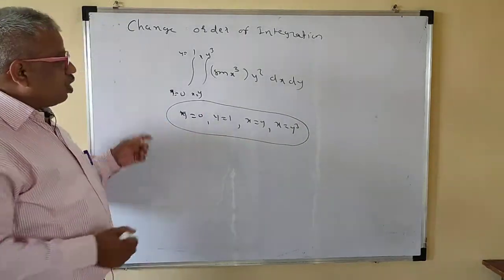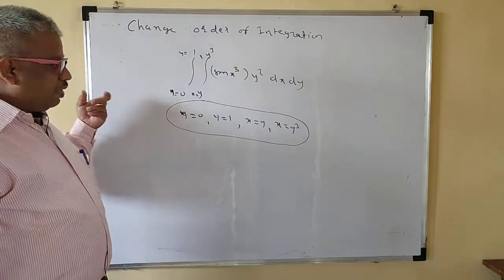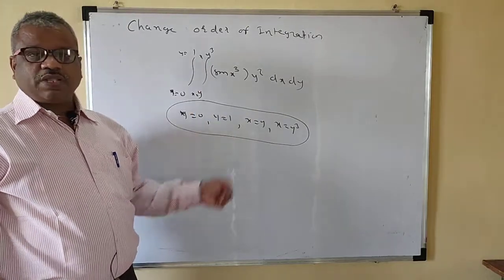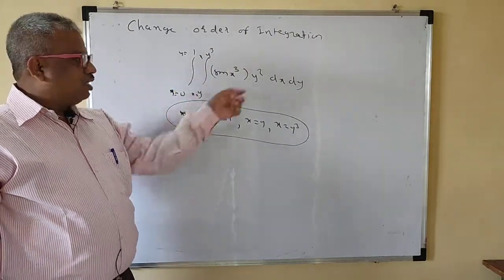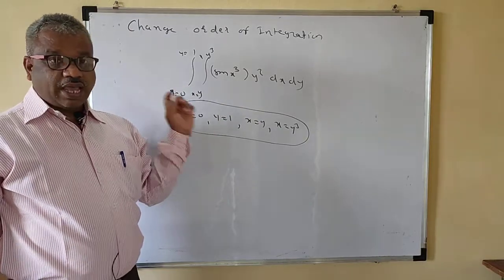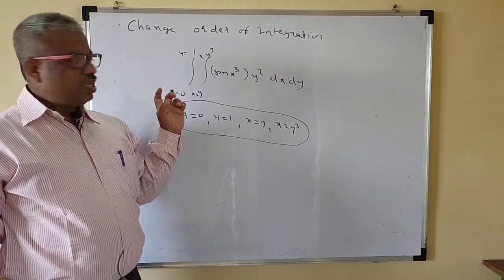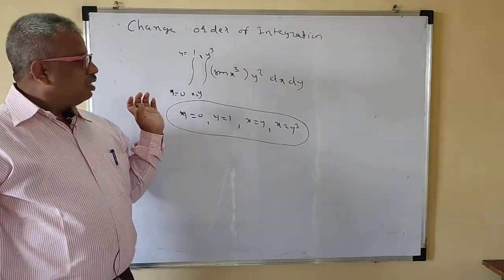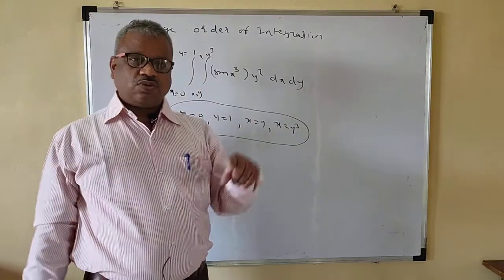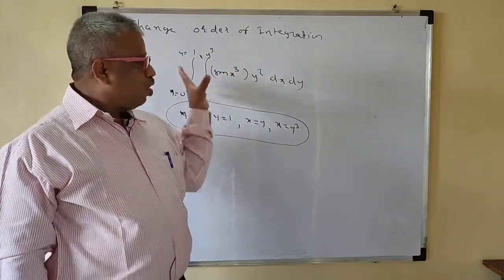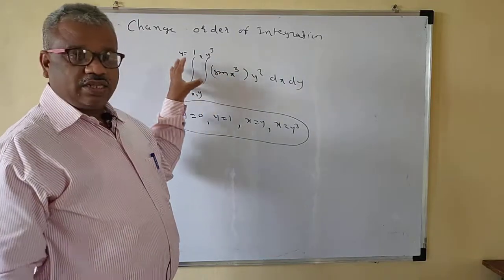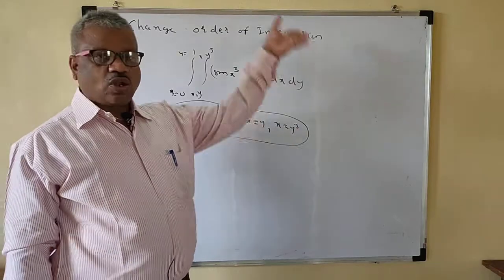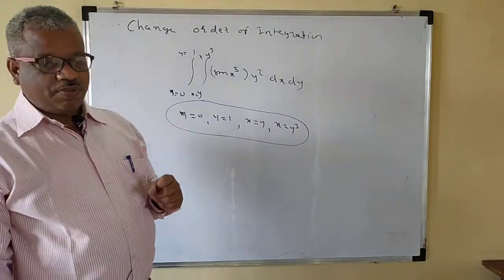Okay. And then, these are the limits of x, so the strip is parallel to the x-axis. Our strip should be parallel to the y-axis, right? The limits of y are constant, that means the strip is parallel to the x-axis. We want to draw the region where we get these limits. If the strip is parallel to the x-axis, we draw the strip parallel to the y-axis and change the order of integration.